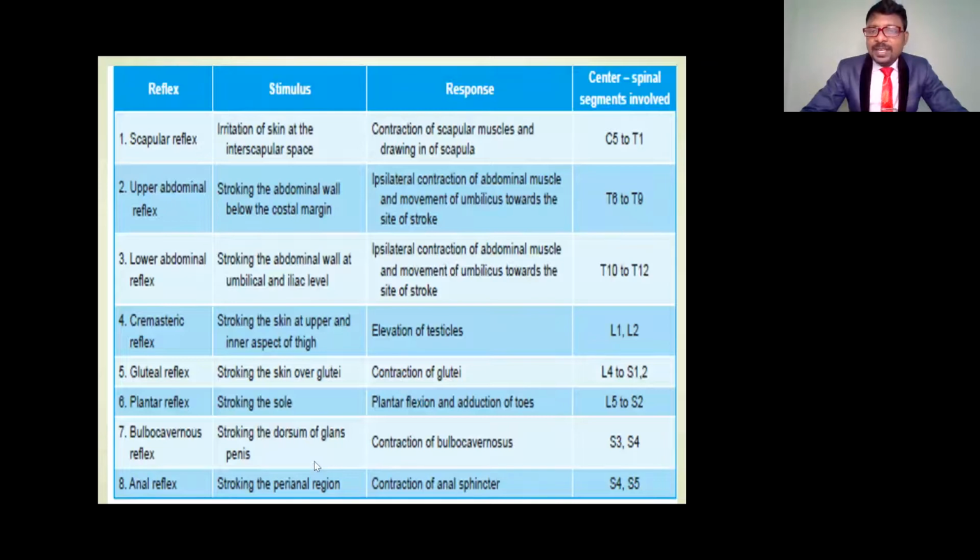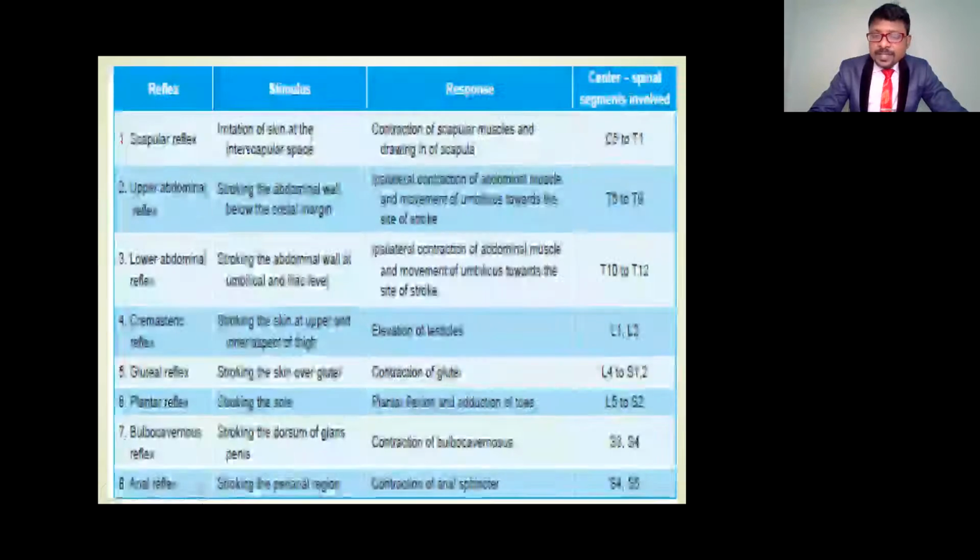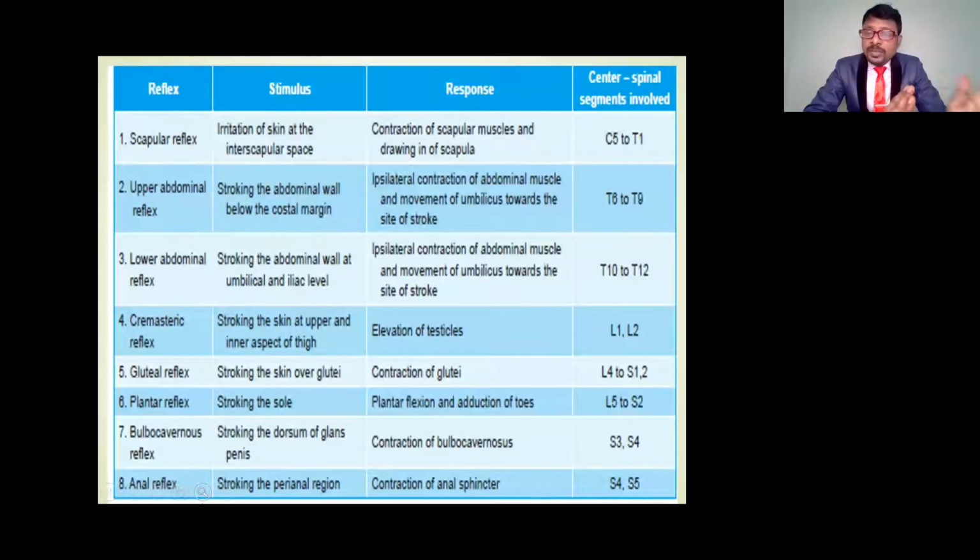Other reflexes we can see are the scapular reflex, upper abdominal reflex, lower abdominal reflex, cremasteric reflex, gluteal reflex, plantar reflex, and also the bulbocavernosus reflex and anal reflex. These are called the spinal reflexes. Until now we finished the cranial reflexes. Here we are discussing the superficial reflexes, the spinal-related reflexes.